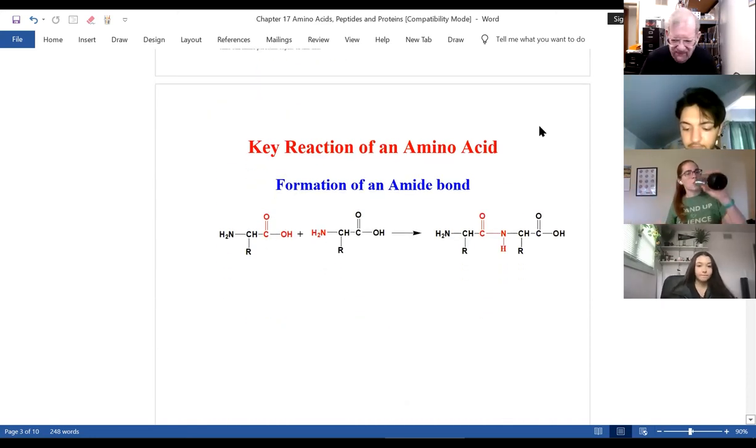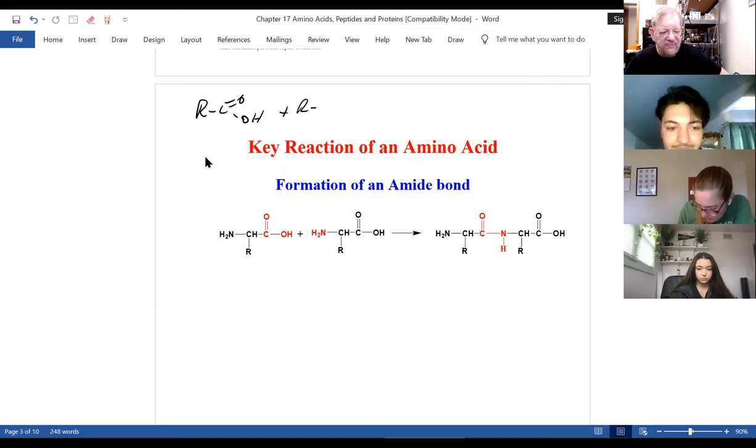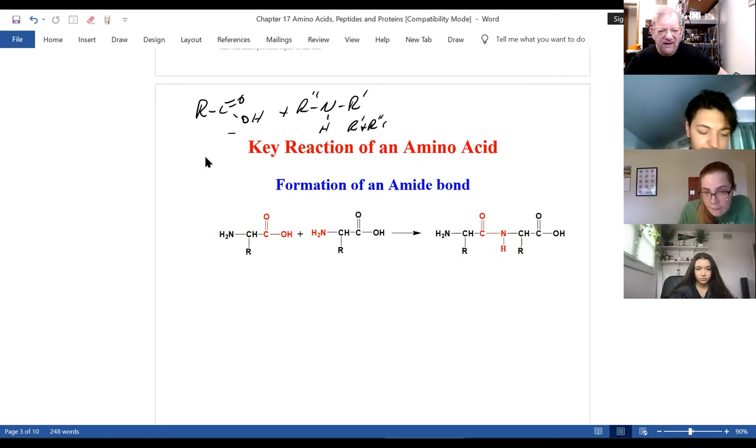Now, switches on. Let's look at reactions of different amino acids. Now, before I go any further, remember my promise, no new reactions? Well, for test number 3, you learn the following. Take a carboxylic acid and amine. Remember, R prime and R double prime can be hydrogen. And what do you get? An amide.